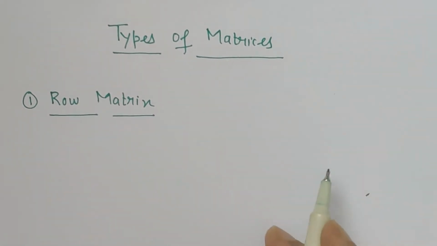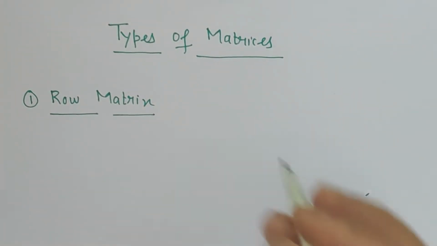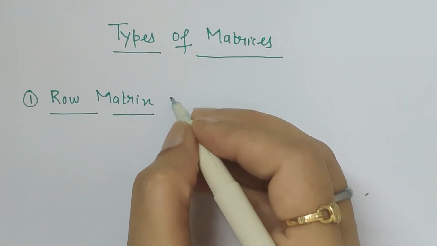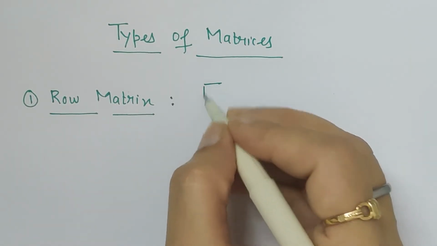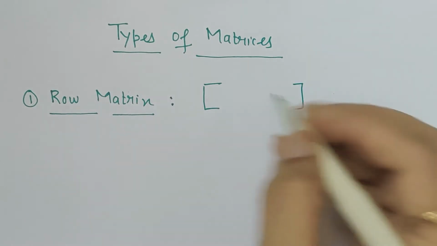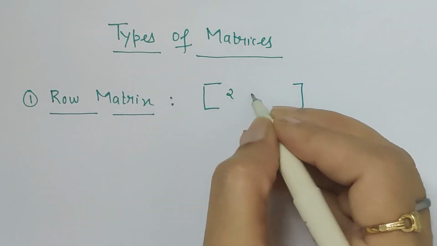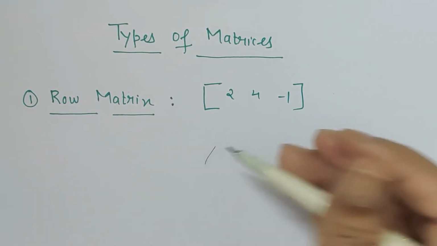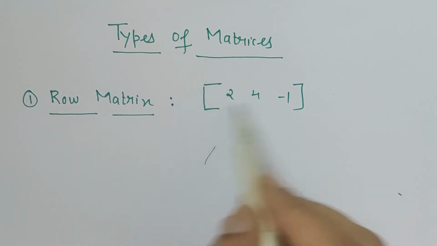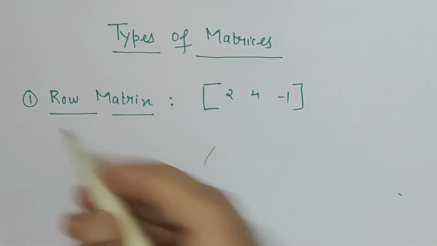Explain several types of matrices. So the first one is row matrix. What does it mean? It means that when we have a single row only, like if I have elements like 2, 4, minus 1, since this square bracket has only one row, it is called row matrix.